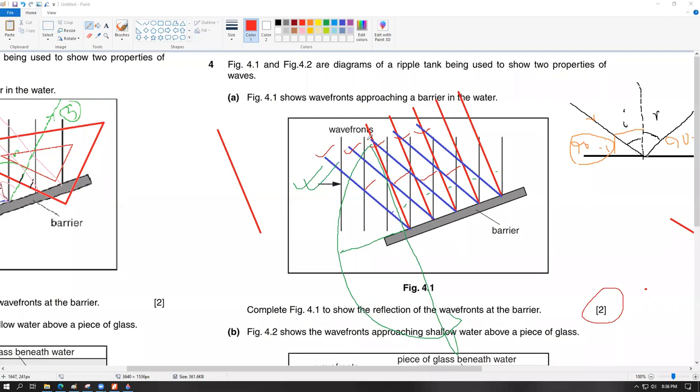Or if you want, you can altogether skip drawing the normals as well. Come to think of it, you can simply measure how much this angle is, and draw an equal angle over here, and you are getting the reflected wavefront.